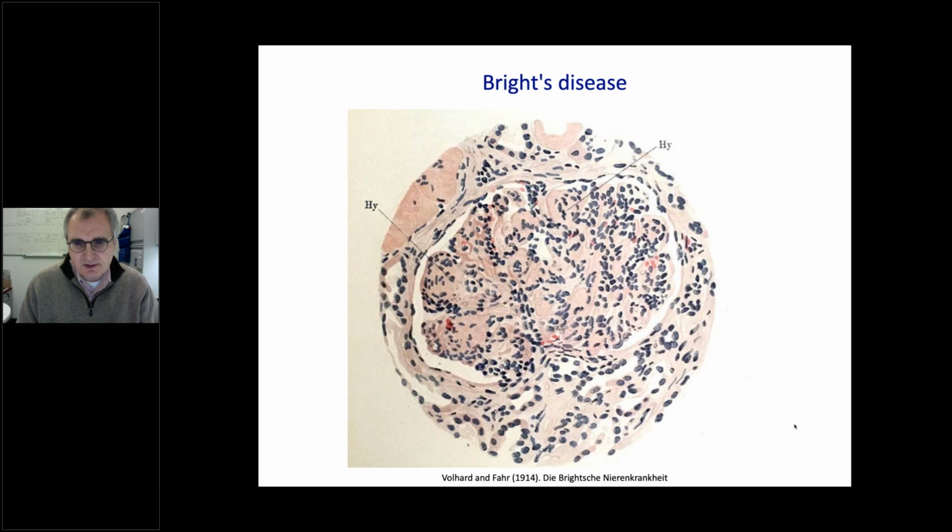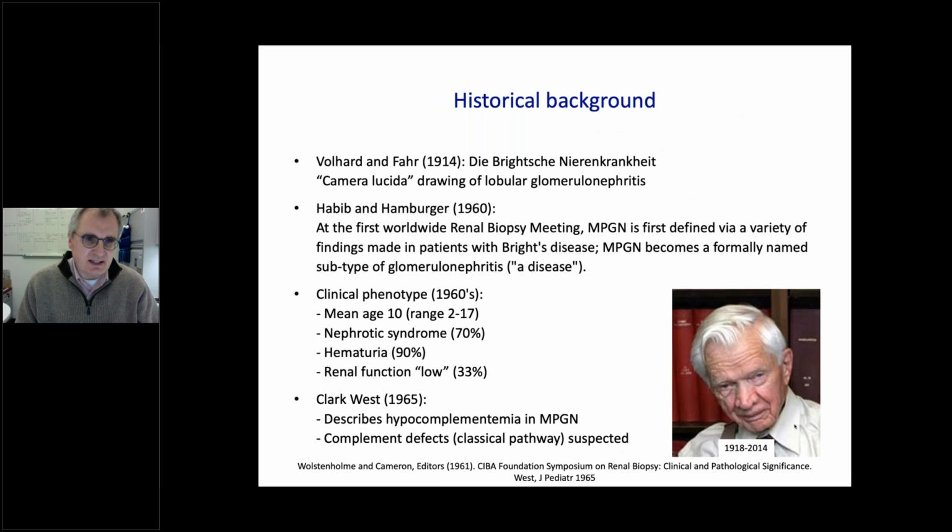That is not a picture, that's not a histology slide, but it's a drawing from this early publication that already has many of the features that we today still think are identifying the MPGN kind of signature, histologically spoken, captured in a fantastic way, and we'll come to that in a moment in more detail. It was then in the 60s, at the first international renal biopsy meeting, that MPGN was first defined by the combination of a variety of findings made in patients with Bright's disease. And at that time, MPGN became a formally named subtype of GN, a disease in its own right.